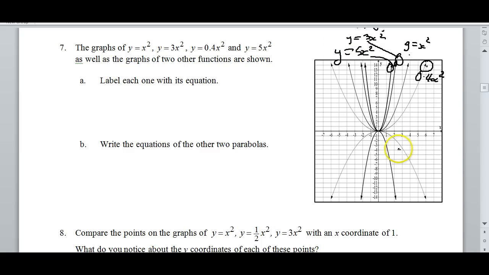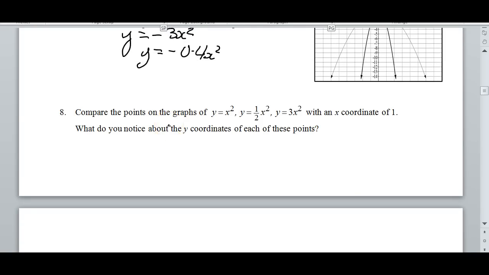These two other parabolas are reflections of the parabolas we have above, this one being a reflection of 3x squared. So its equation is negative 3x squared, and we have y equals negative 0.4x squared, the leading negative giving us a reflection in the x-axis.